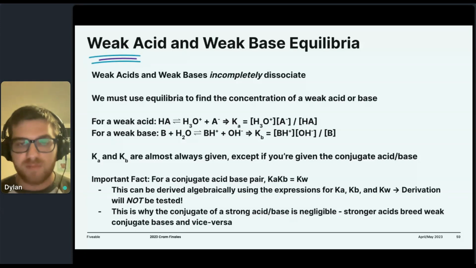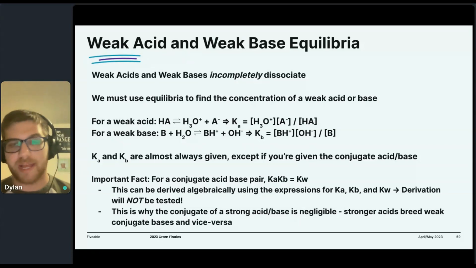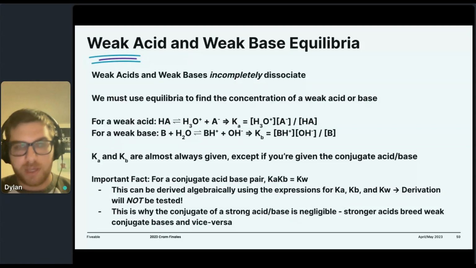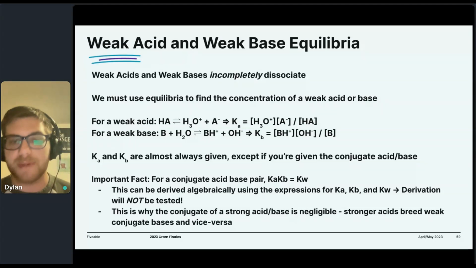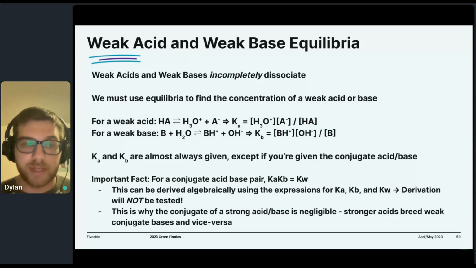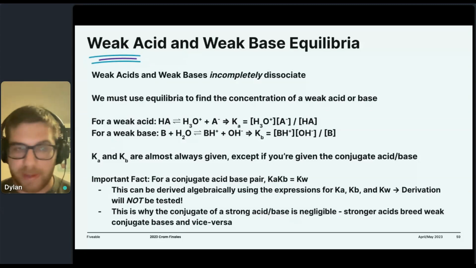Similarly, if we have a weak base, we have that base reacting with water to create BH+, the conjugate acid, and OH-. But because it's a weak base in this case, it will incompletely dissociate, and we will have that reverse reaction kick in as well. And when those two rates are equal, we'll have an equilibrium. Once again, Kb is just the equilibrium constant for that reaction. Almost always, Ka and Kb are given, right? They're constants that are determined mathematically and experimentally.